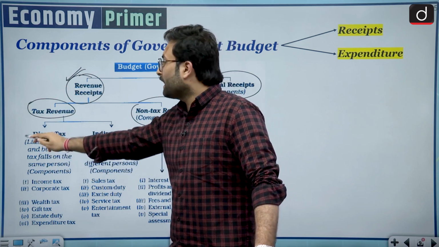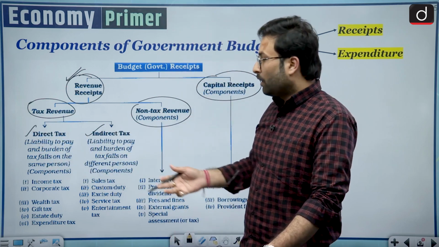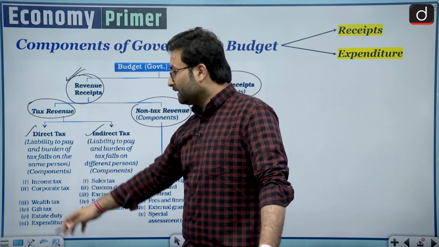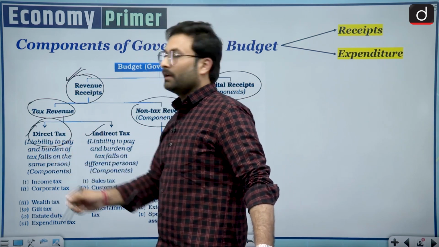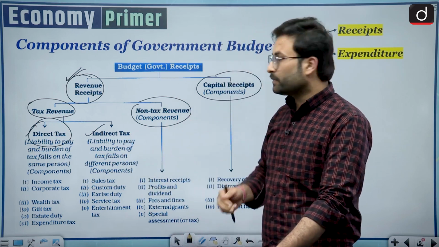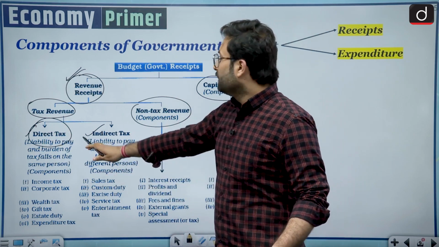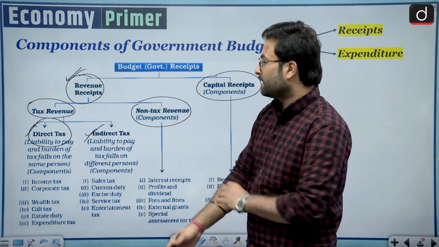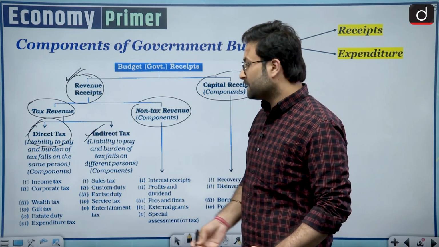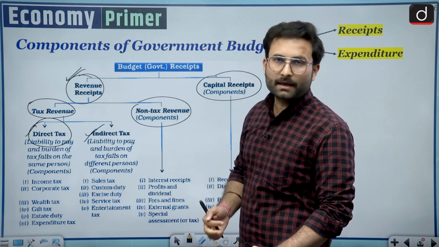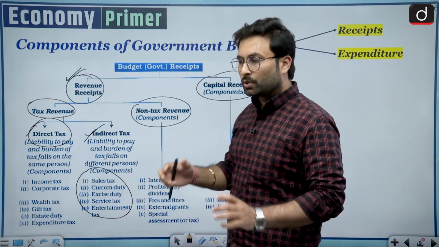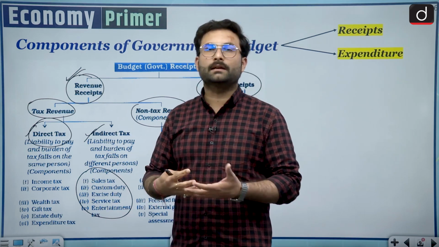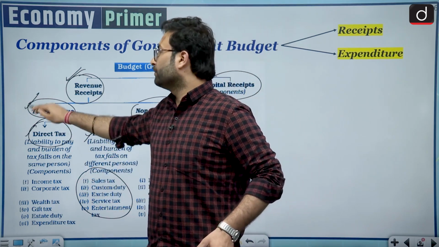Here there are direct taxes and indirect taxes. Income tax, corporate tax, wealth tax, gift tax, estate tax, all these things are basically your direct taxes, the burden of which is on the individual. And then we have indirect taxes, that is sales tax, customs tax, excise duty, service tax, entertainment tax. All these things are your indirect taxes. So through these taxes, government gets its tax revenue.